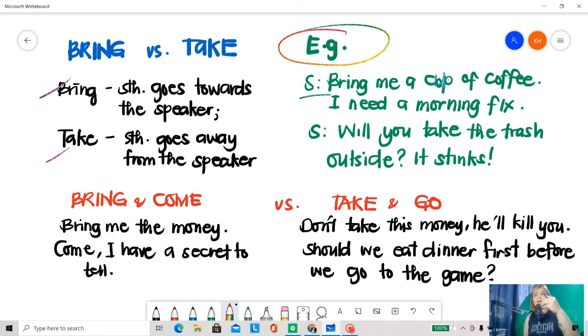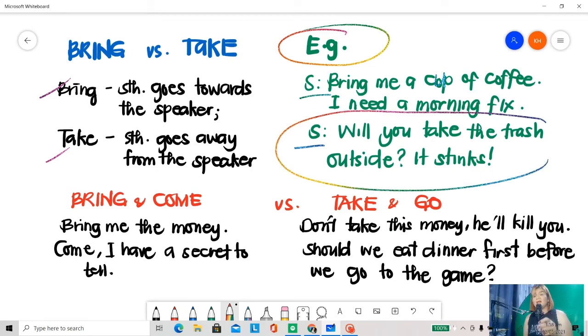Hey, bring me a cup of coffee. I need a morning fix. In contrast to take, na kung saan yung motion is papalayo naman kay speaker. So, for example, si speaker ang sasabihin niya right here, "Will you take the trash outside? It stinks." Will you take the trash outside? It stinks. Right? So, ngayon si speaker, ang motion niya for the action of the verb take is papalayo sa kanya. Dalhin mo sa labas yung basura, mabaho.